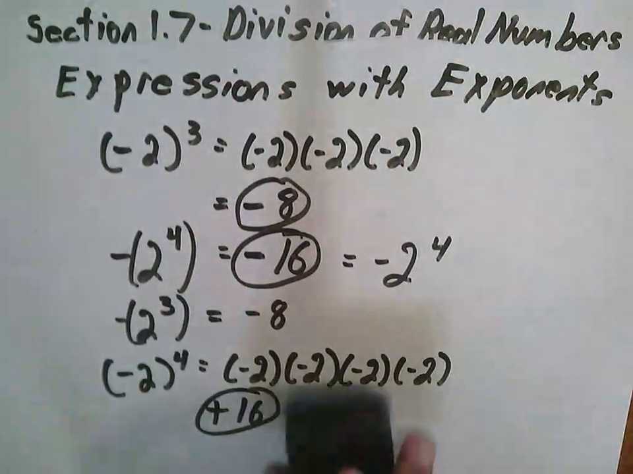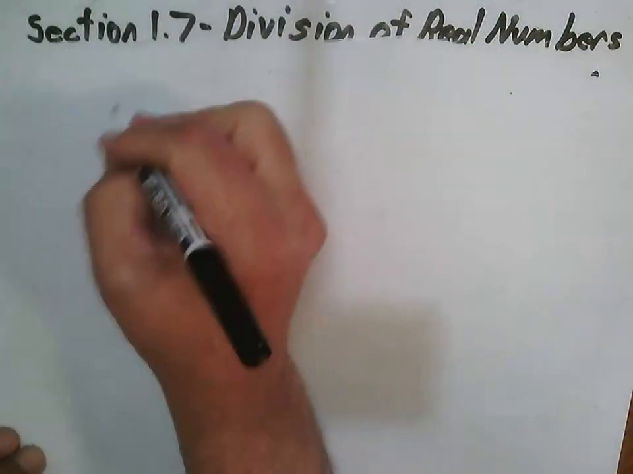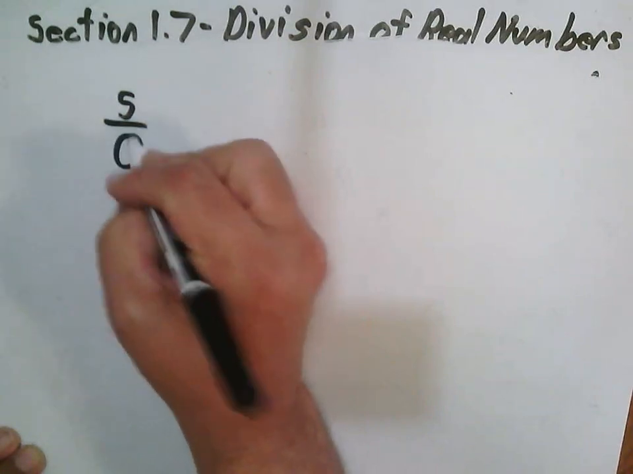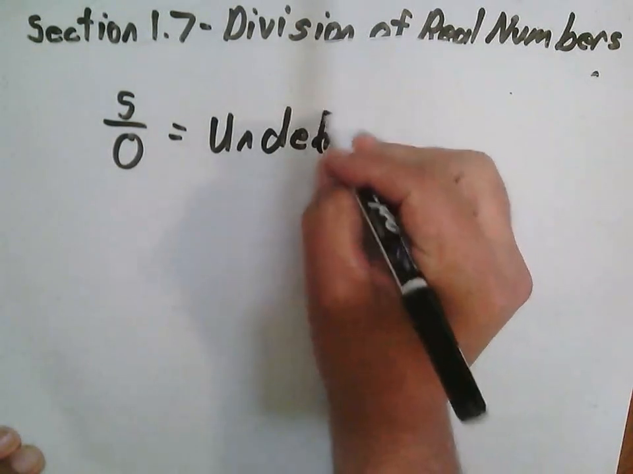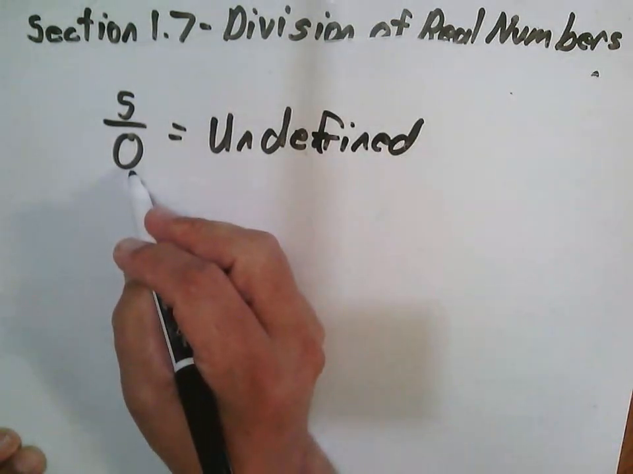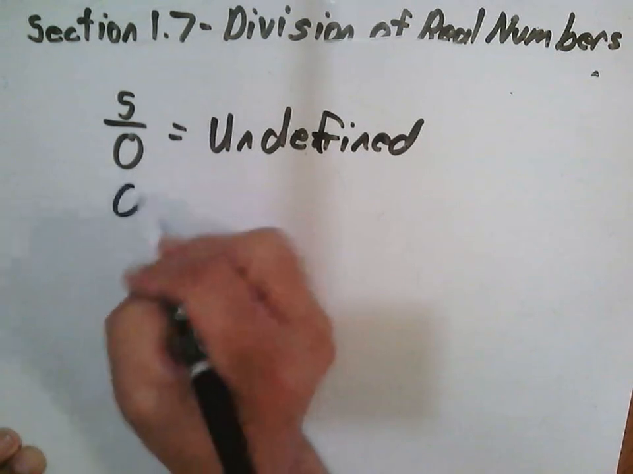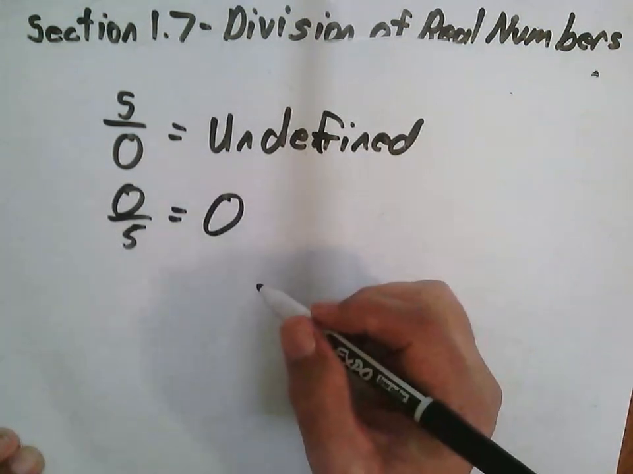And the last part on this section is this: 5 over 0 is undefined. You will never come up with an answer in this class in which the denominator is a 0. However, if I have 0 over 5, then that answer would be 0.